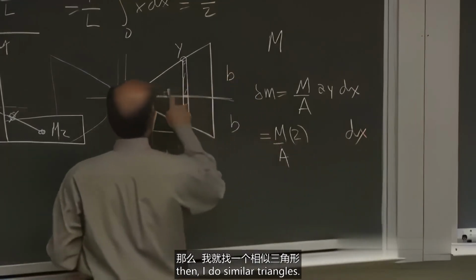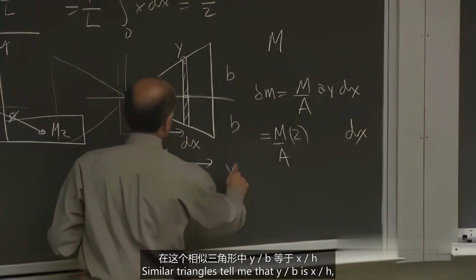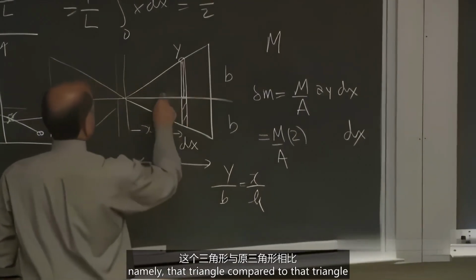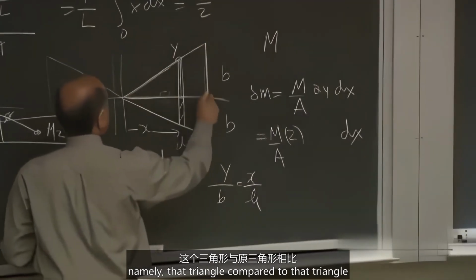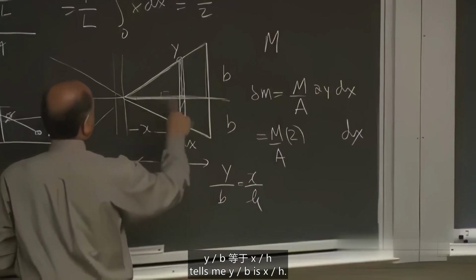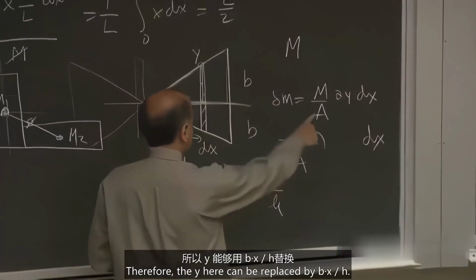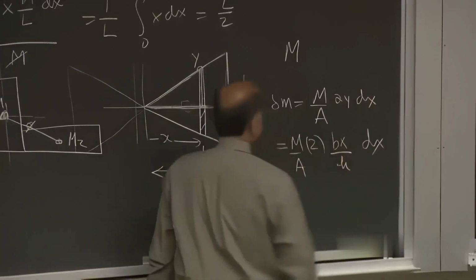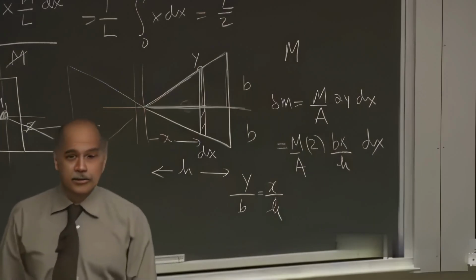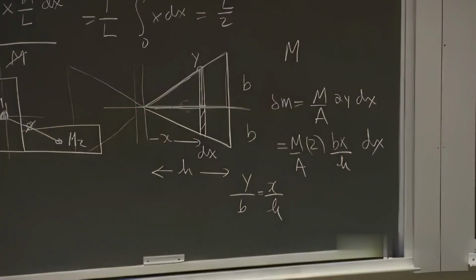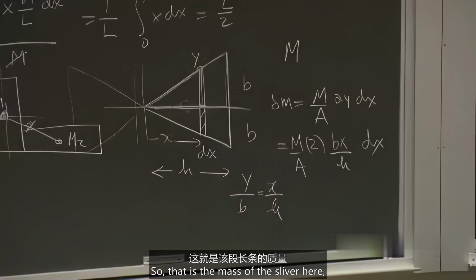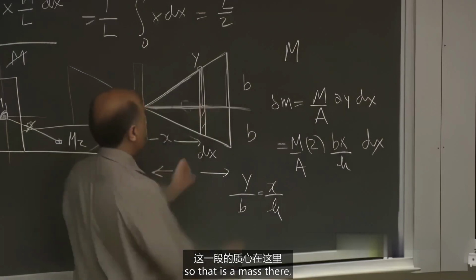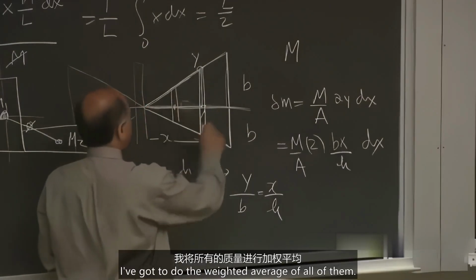Then I do similar triangles. Similar triangles tells me that y over b is x over h. Namely, that triangle compared to that triangle tells me y divided by b is x divided by h. Therefore, the y here can be replaced by bx over h. So that is the mass of the sliver here, and its center is obviously here. So there is a mass there, there's a mass there. I've got to do the weighted average of all of them.